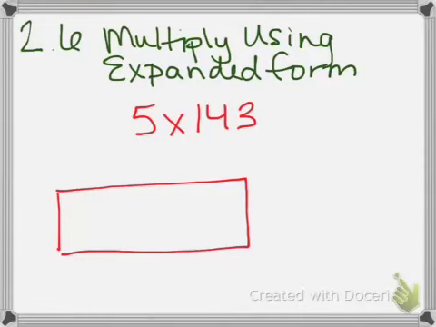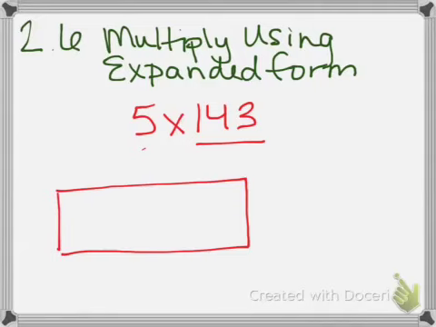Hello, this is Mrs. Russo, going to tell you a little bit more about Chapter 2, Lesson 6, Multiply Using Expanded Form. So we're going to take larger factors than we're used to. We're going to do 5 times 143.